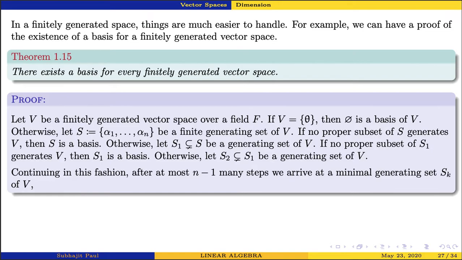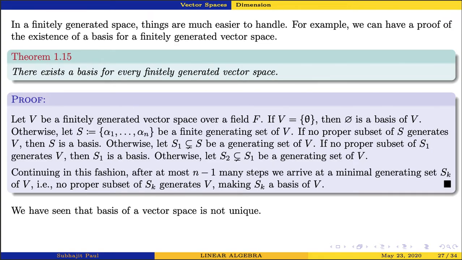and which generates nothing but the trivial vector space, and V is not trivial. So we arrive at a minimal generating set Sk of V, that is, no proper subset of Sk can generate V, making Sk a basis of V. Okay, a straight and simple proof of this thing. There exists a basis for every finitely generated vector space.